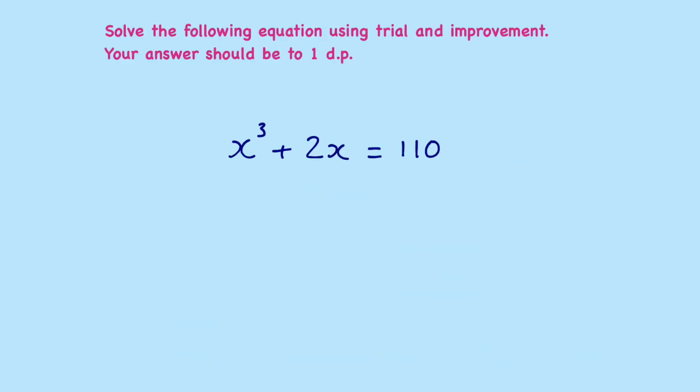Let's have a look at this example. So we have to solve the following equation using trial and improvement, and your answer should be to one decimal place. Sometimes in exam questions, they will tell you where the solution lies. For example, the solution is between x equals 4 and x equals 5. This helps you know which number to try first. However, you're expected to check both the numbers given.